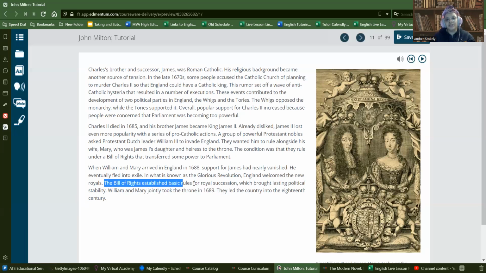So this Bill of Rights established basic rules for royal succession, to clear up what order people succeeded the throne in, and they figured that would stop a lot of the fighting that had happened in the last couple of decades and bring about some lasting stability.